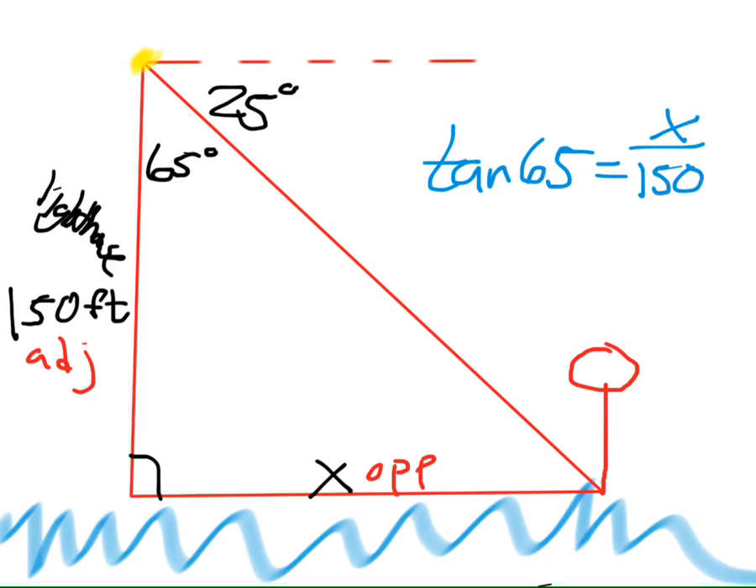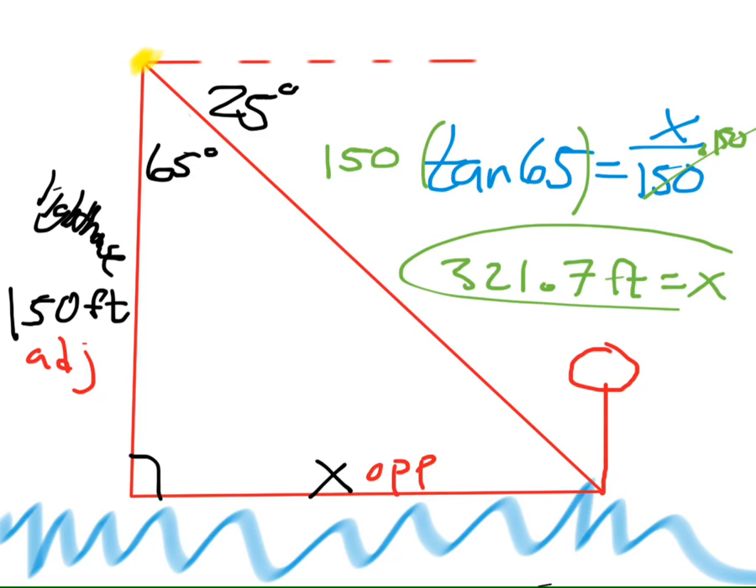So I want to solve this for X. I want to get rid of that division by 150 with the X. So to do that, I would multiply both sides by 150. Those cancel. I multiply by 150 there. So on my calculator, I punch in 150 times the tangent of 65. 321.7. Good. So 321 and 7/10 feet. It didn't say what to round to, I just picked one decimal place. So there's what X is.